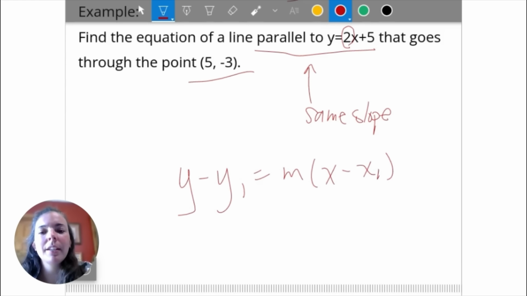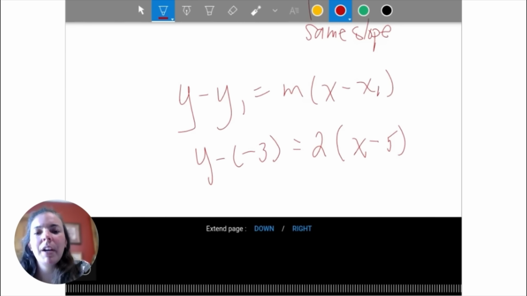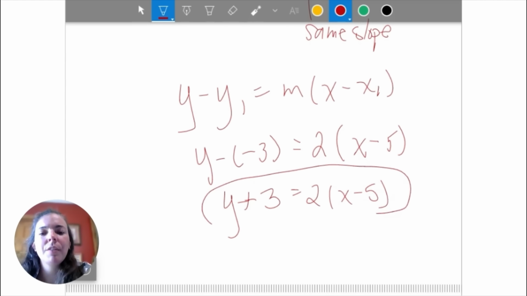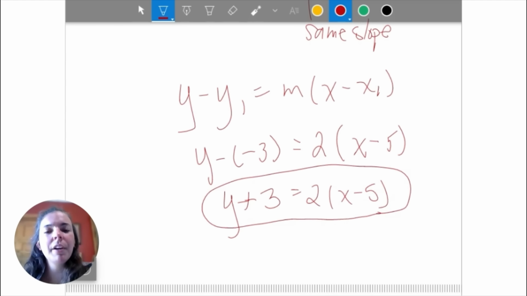So what I can plug in is y minus my y value, negative 3, equals m, my slope is 2, times x minus 5. And then I'm just going to simplify y minus negative 3 to y plus 3 equals 2 times x minus 5. Okay, so this is the equation of the line. You could have also done y equals mx plus b, or slope-intercept form, but it would have been an extra step in there. So I would suggest using this form here.